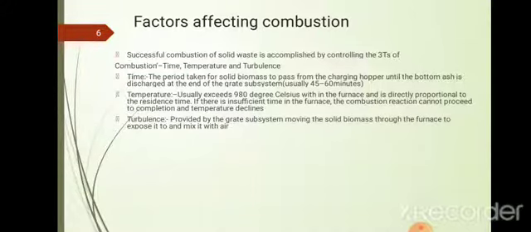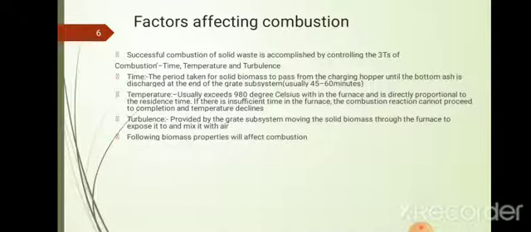And ultimately the turbulence, you already know how the flow in that system happens. So the movement of this biomass and the mixing of biomass with air, that is the turbulence. So that is also very, very important. And another thing, the biomass properties also will affect combustion.